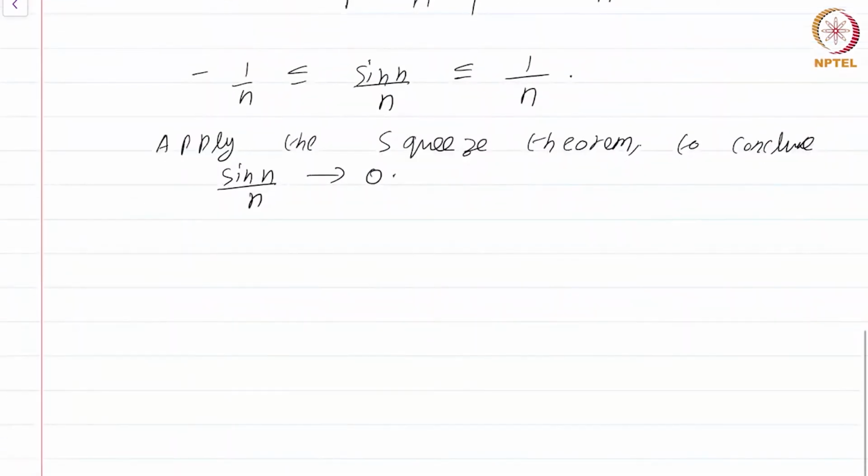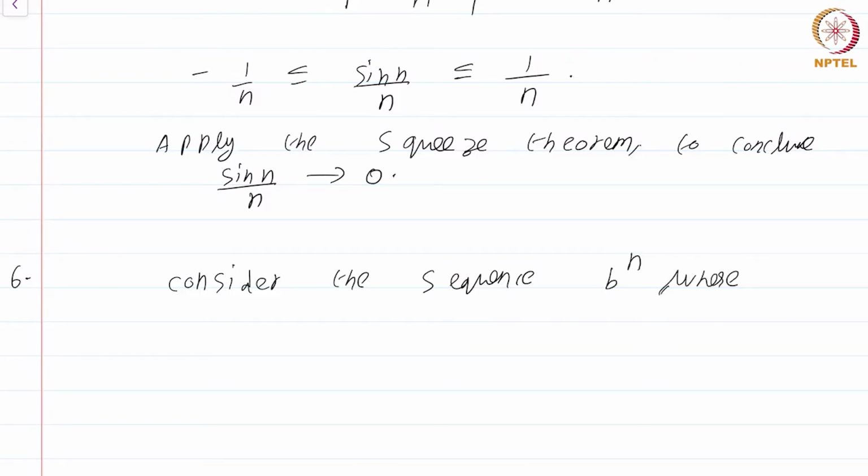Now let's see some more. What I'm going to do now is consider the sequence a power n. Note, this is not a power n. So to make it ultra precise, consider the sequence b power n, where b is fixed. Okay. Now what happens to this sequence?